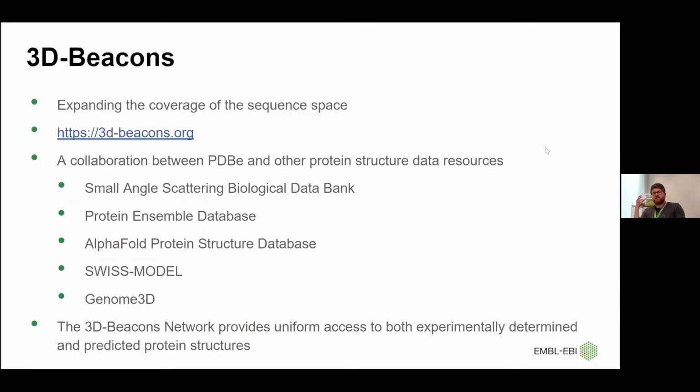So what 3D Beacons does is it takes all of this structural information from these different resources and links it together by a UniProt ID. This includes data from the PDB archive, but also information from small angle scattering databases, AlphaFold DB, as I mentioned, Swiss model. We just added Model Archive as well, which is another large source of protein structure models. So it means that all of these different structural models are available for people to view and to improve the availability of structures of some kind for a particular protein.